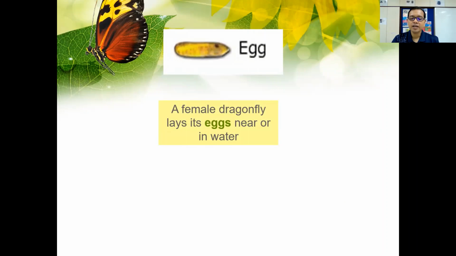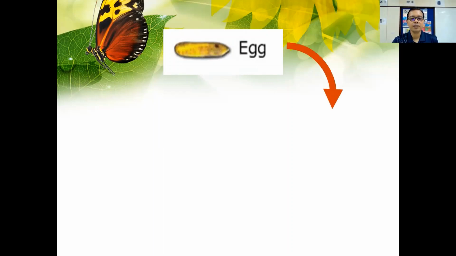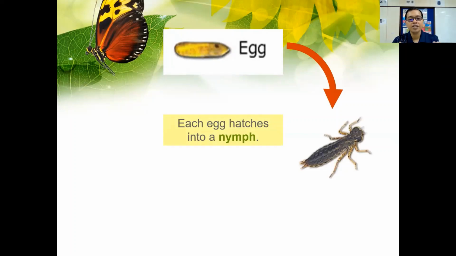The female dragonfly will lay its eggs near or in the water. This is something interesting that I learned as well, that dragonflies, we normally see them near ponds. And there's a very good reason for that: the dragonfly mummy will actually lay its eggs either inside the water or very near to the water at shallow areas. I guess this is for their protection. They want to avoid land animals from eating them. Okay, but the female dragonfly will lay its eggs near or in water, and the egg will hatch into a nymph.